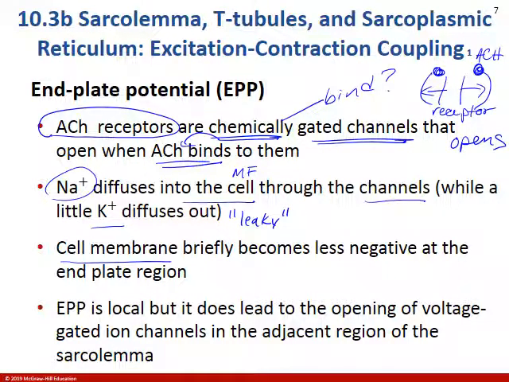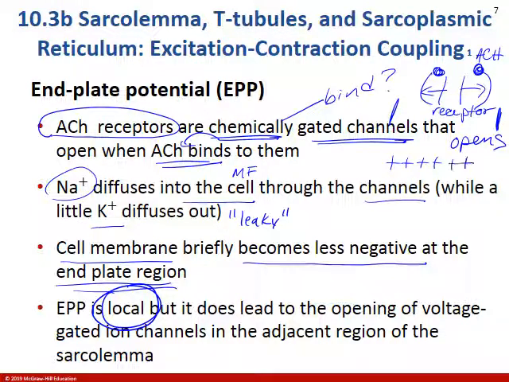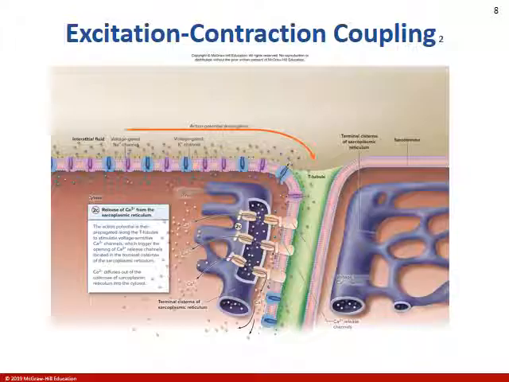The cell membrane, the sarcolemma, briefly becomes less negative at the end plate region. This is local. Only directly under where you have the acetylcholine receptors is the only area that's becoming positive. That's why they call it an end plate potential. These positives can spread once they're inside the muscle fiber cell. They can spread either way, and they can lead to other channels opening, which is what we're going to look at on the next slide.